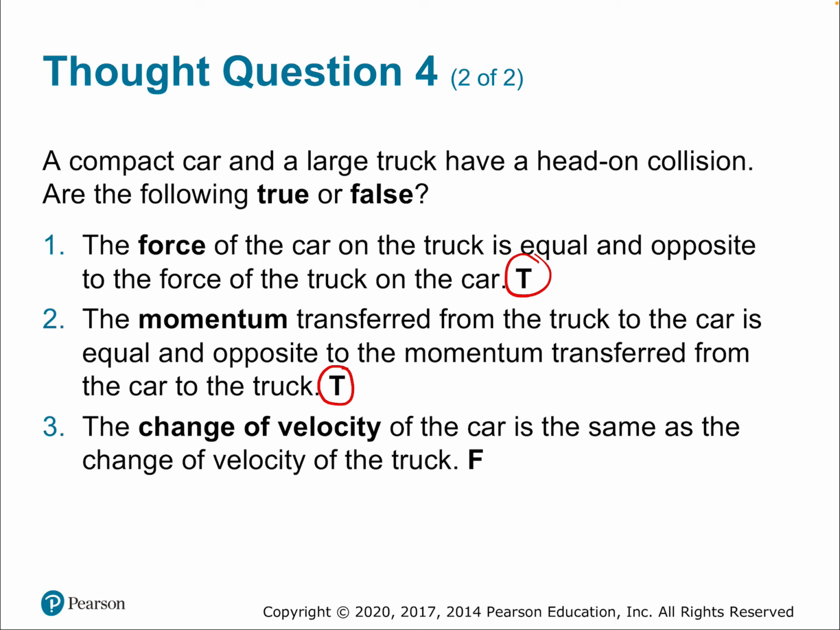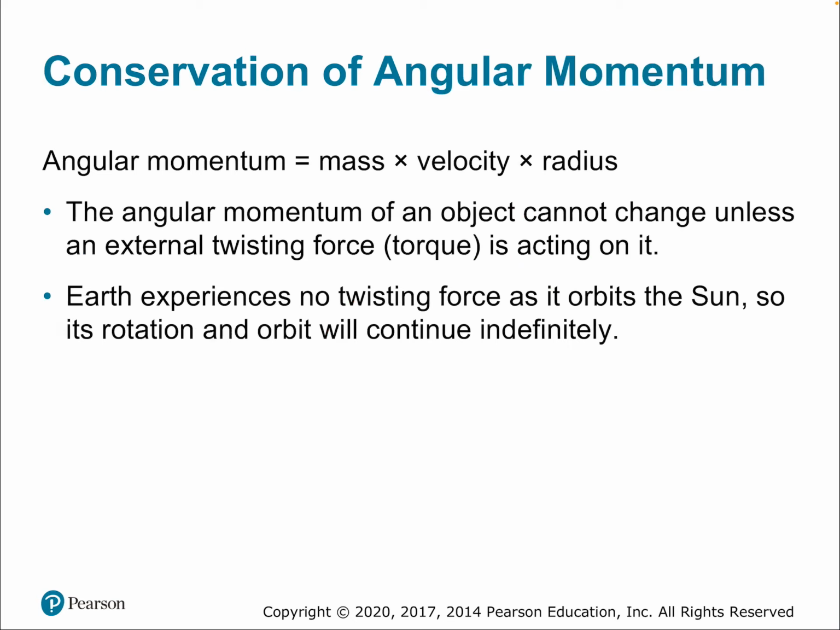But it's the velocity, you see, that is definitely not conserved. The truck might just barrel right through the car. The car might go from a forward velocity to a backwards velocity. So huge change in velocity for the car, marginal change for the much more massive truck. So that's conservation of momentum.